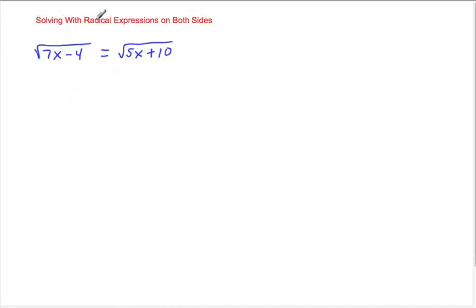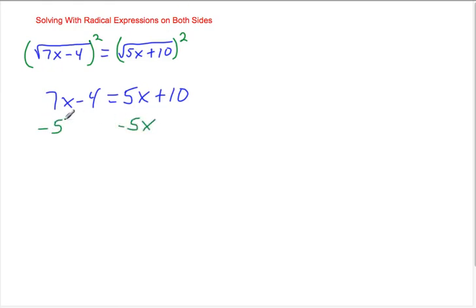So what do we do when we want to solve an equation with a radical expression on both sides? Well, this is going to work nicely to square both sides right off the bat. And we're going to get 7x minus 4 equals 5x plus 10. From here, we can subtract 5x from both sides.